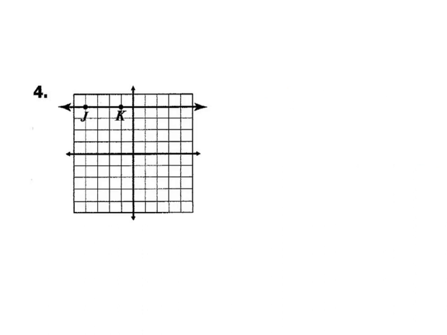And number 4, line JK is a horizontal line. So think of your snowman who's stuck on a flat surface. He's going 0 miles an hour, not going anywhere. So the slope of a horizontal line is always 0.